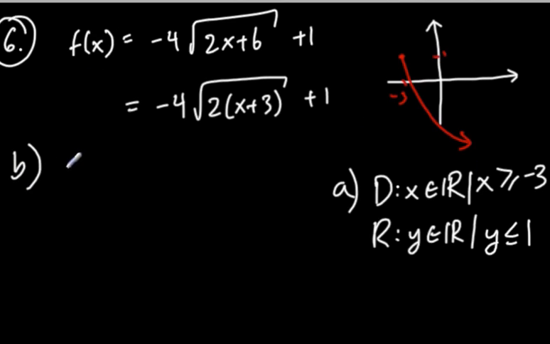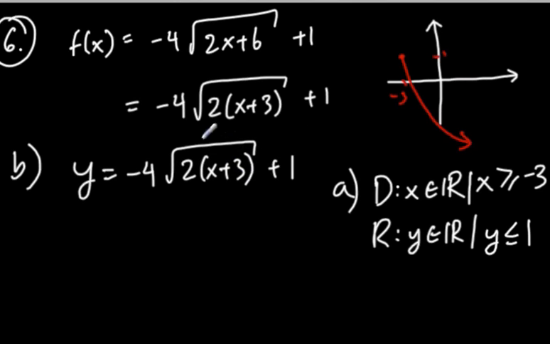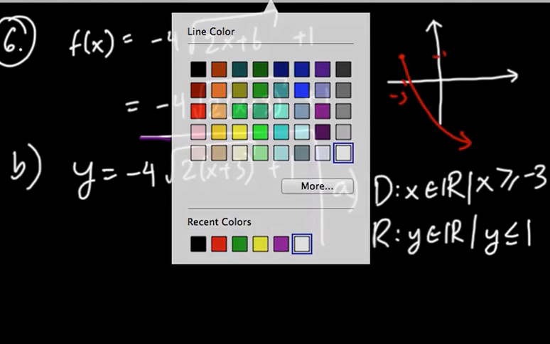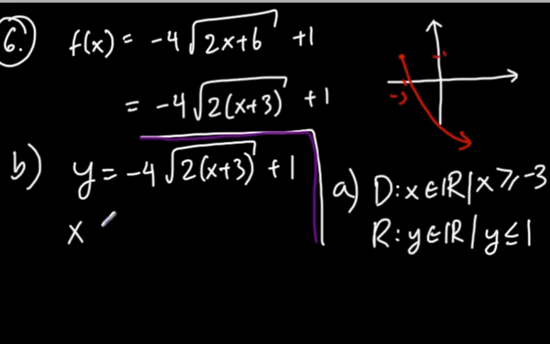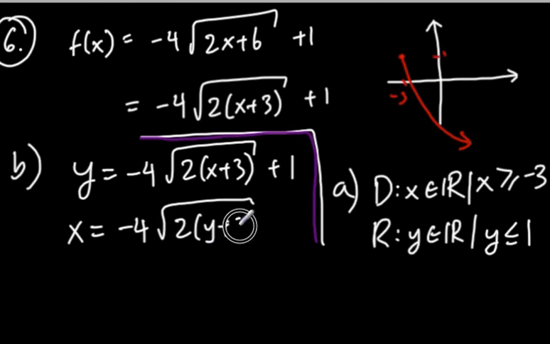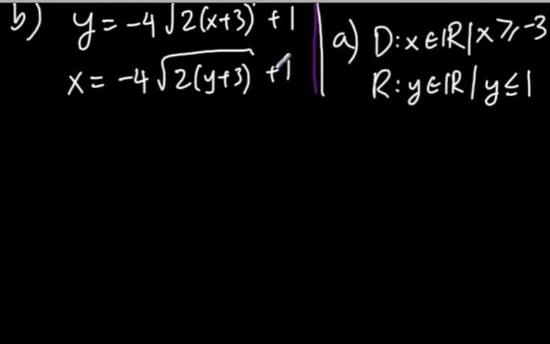Now let's do part b, where we find the inverse. So here's our function. Basically y is equal to -4 square root of 2x plus 3, plus 1. I'll use a different color to separate that. Okay, so this is our function. What we want to do is find the inverse, and in order to find the inverse, we have to switch x and y. So literally just switch x and y. So x equals -4 square root of 2y plus 3, plus 1. And now we have to solve for y.